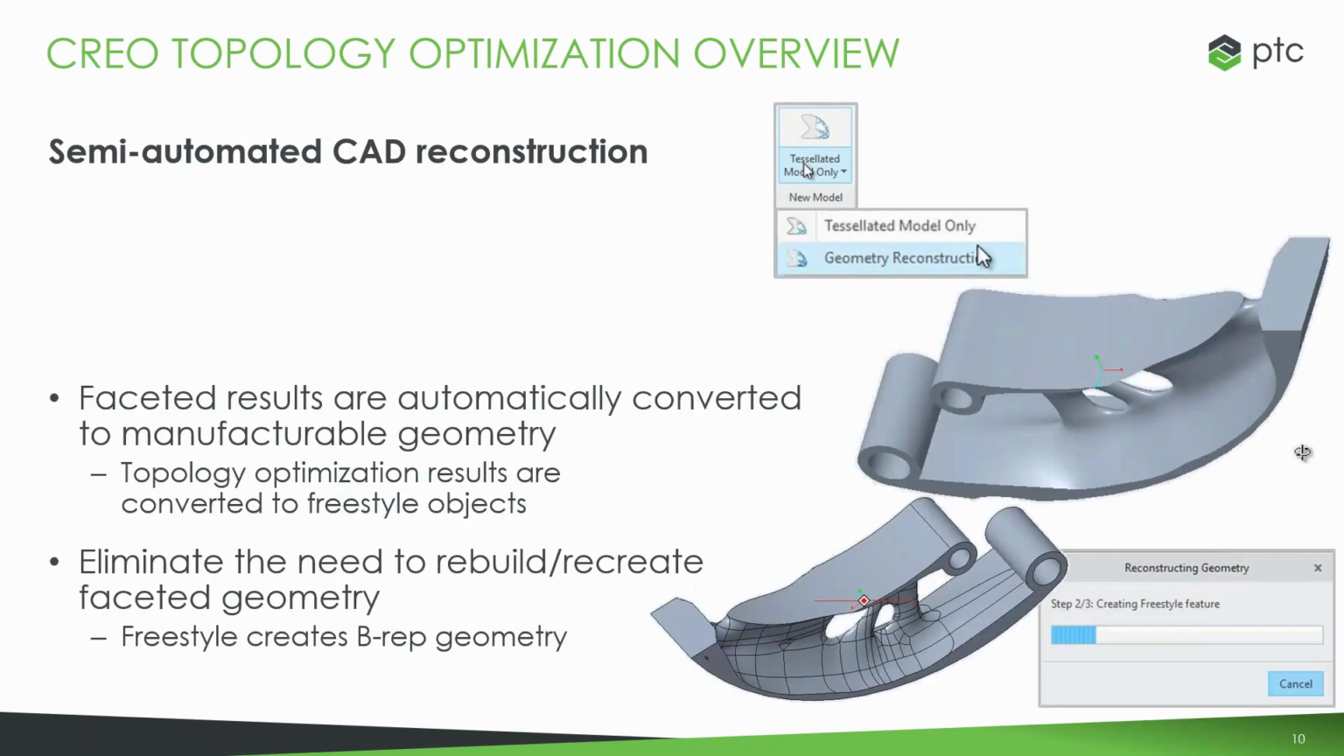And then finally, this CAD reconstruction is a very important concept here, that you're not left with just a puddle of facets at the end. You are then allowed to just go ahead and say geometry reconstruction, and then you have a new model that's a BREP, really. It creates a freestyle command inside of Creo. Okay, so once it does the freestyle command, it solidifies it and gives you a solid part when it's done.